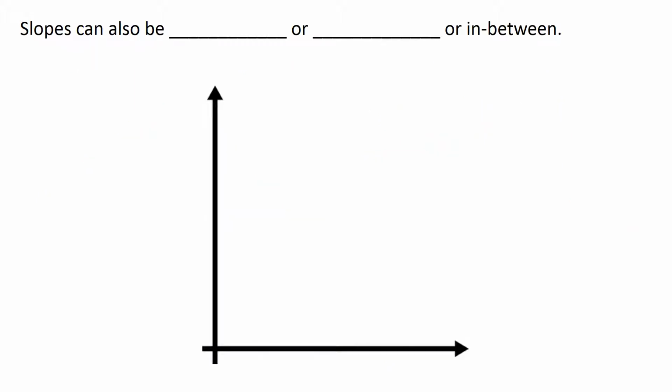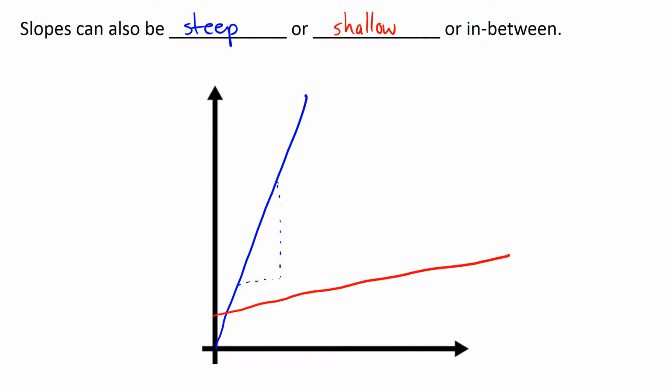As we're describing slopes, we'll also find that slopes can be very steep or very shallow, or somewhere in between. So an example of what might be a steep slope is a line like that. It goes up very high very quickly. And an example of a very shallow slope might be something like this, which is that it takes a very long time to increase much vertically.